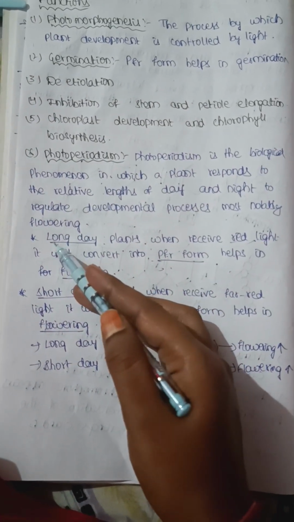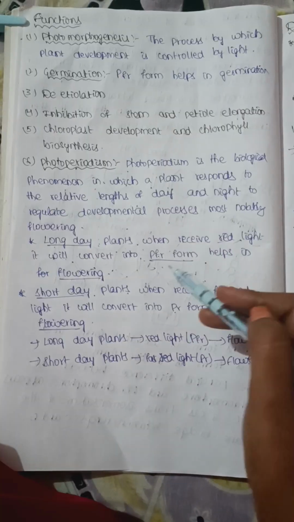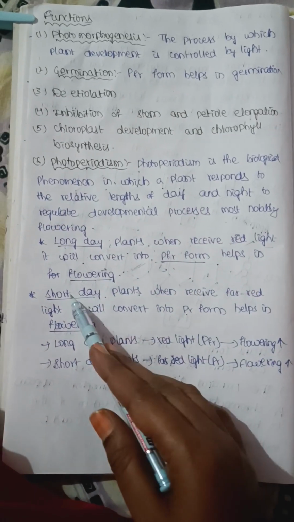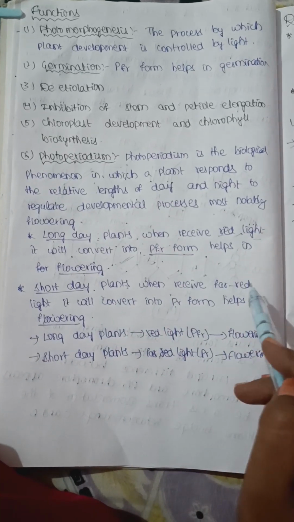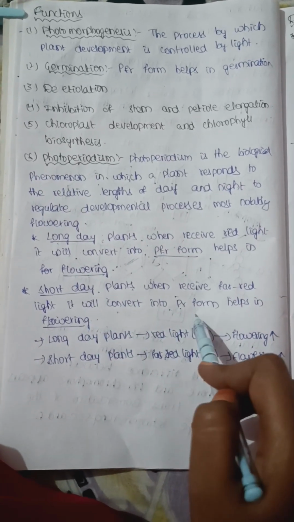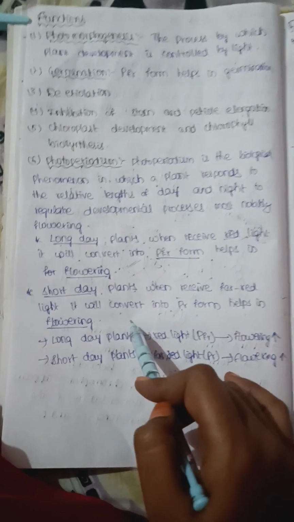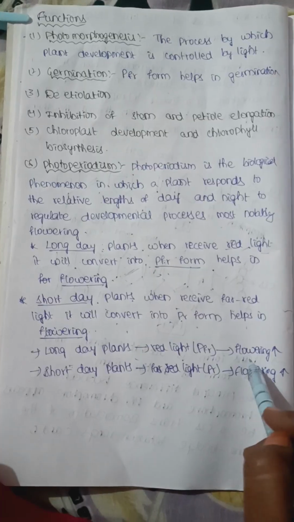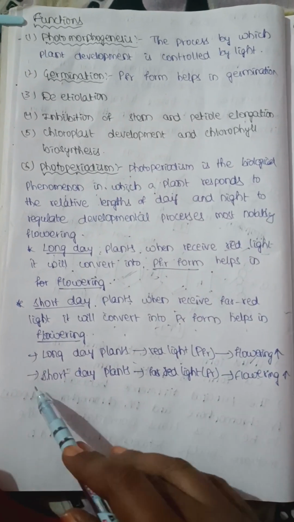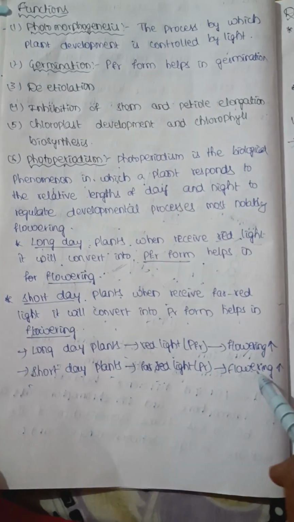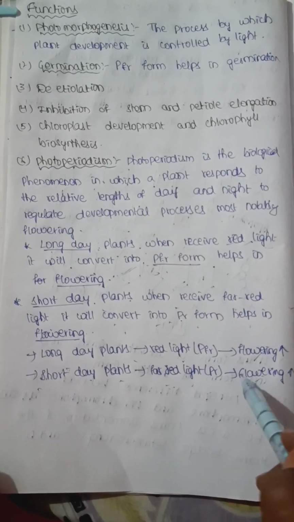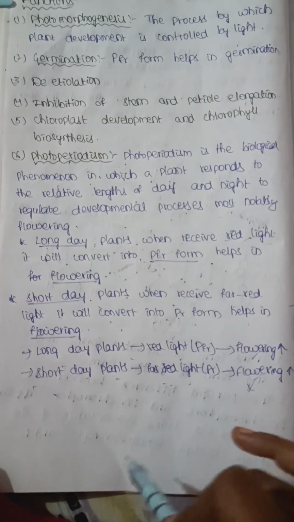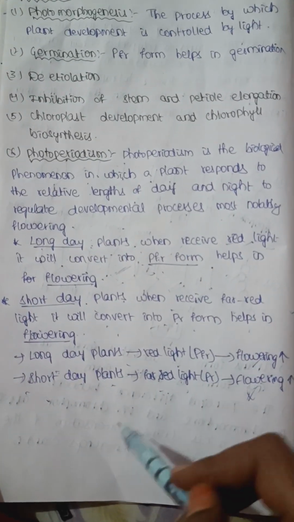So when long day plants receive red light, it will convert into PFR form and they start flowering. But in short day plants, when they receive far red light, it will convert into PR form and help in flowering. So if you observe, long day plants, when they receive red light, flowering is induced. Short day plants, when they receive far red light, flowering is induced. But if short day plants receive red light, flowering is inhibited. Okay, it is a major difference between them.